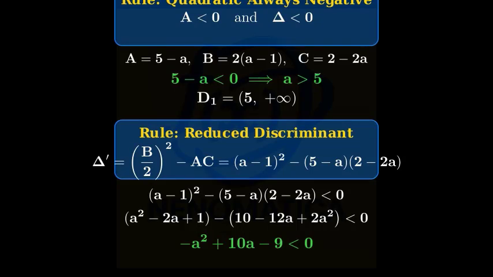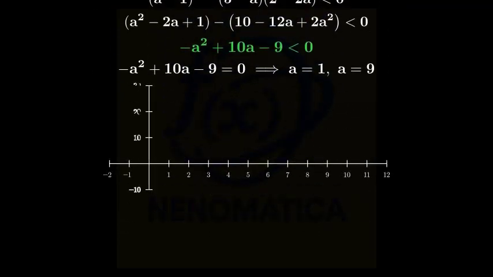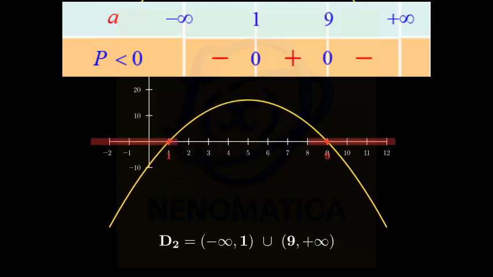To understand the inequality in a, let us locate the roots of the equation negative a squared plus 10a minus 9 equals 0. The sum of coefficients equals 0, so the roots are 1 and 9. Because the leading coefficient is negative, the parabola opens downward and is below the axis outside the roots. Therefore, delta prime less than 0 gives a less than 1 or a greater than 9. We write d2 equals the open interval negative infinity to 1 union the open interval 9 to plus infinity.